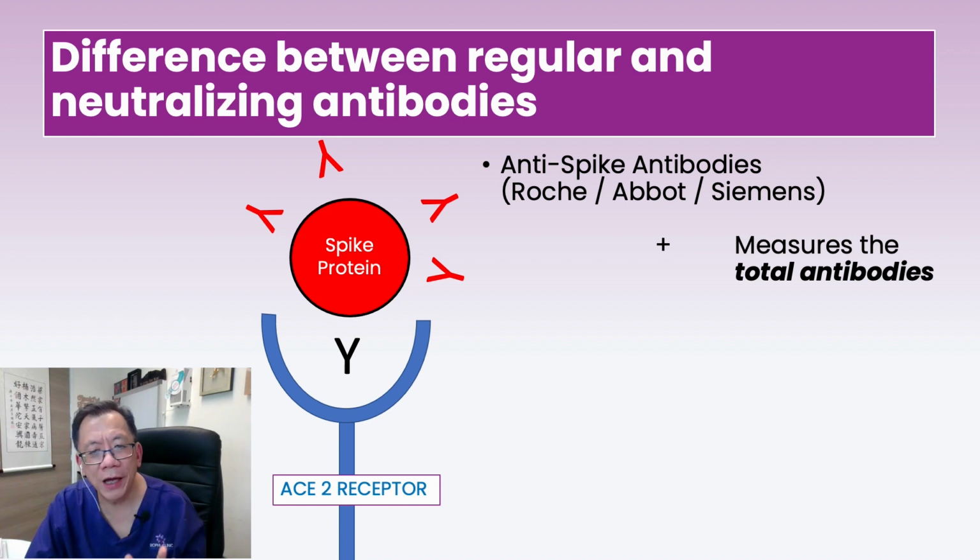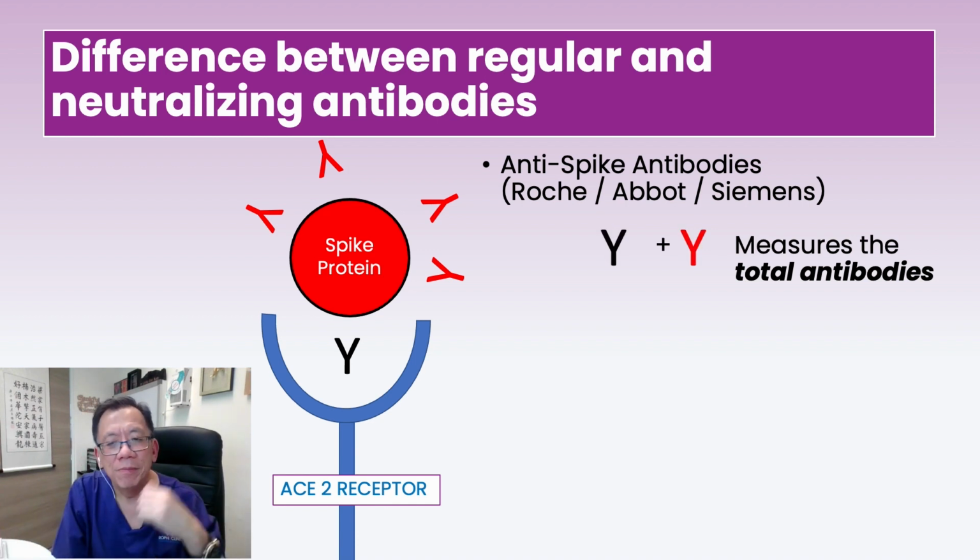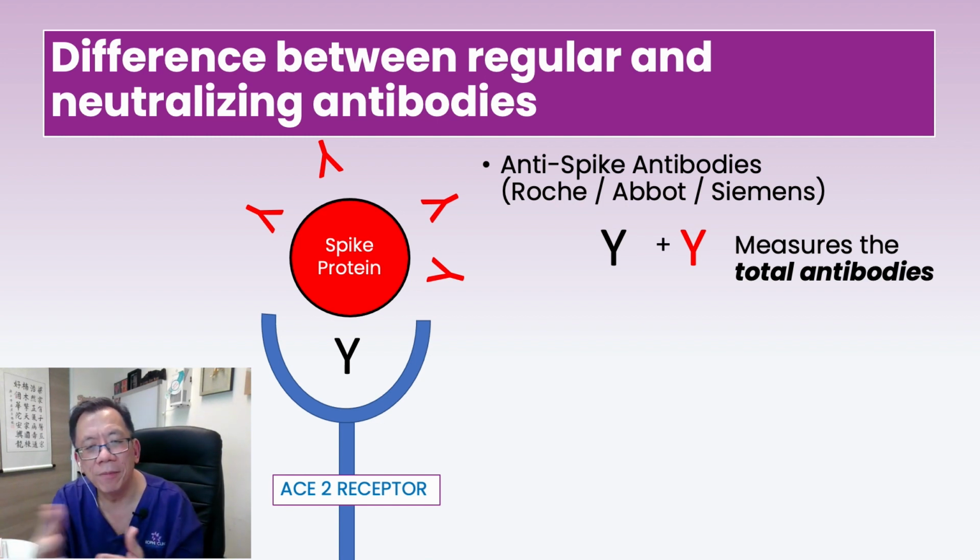So with most of the usual antibody testing, for example by Roche, Abbott or Siemens, you would actually measure all the antibodies, be it the black or the red ones. In fact, they will also measure the IgM or IgG, IgM being the earlier form of antibodies that are formed, or IgG, which is the later form. But in the case of coronaviruses, most of the time it is still IgG that's formed.